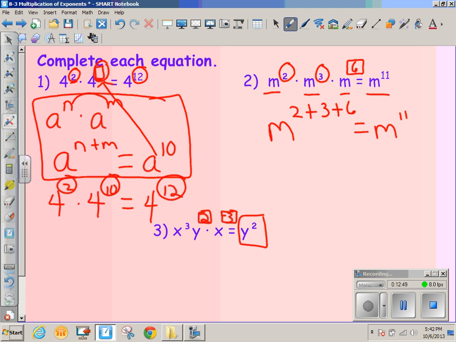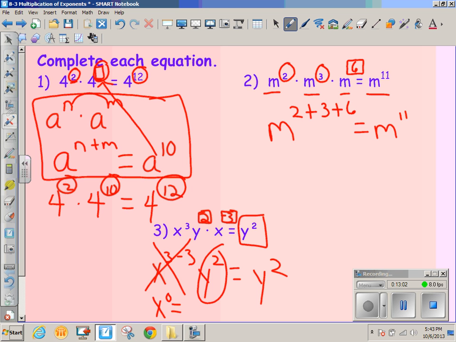How does that work? If I was simplifying, I'd say x raised to the third minus 3, and then times y raised to the second. All that's left is y to the second, because that would cancel out. X raised to the 0 power, remember we said anything raised to the 0 power is just 1. So if it was 1 times y to the second, then that's going to give me y to the second.